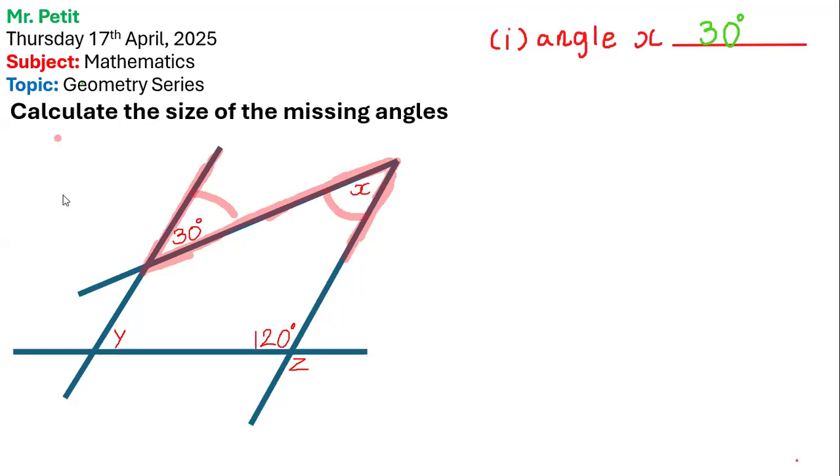So the reason is, alternate angles are equal. What shape do they form? They form a Z shape. Very good. So alternate angles are equal. They form a Z shape. And so that's why angle X is that.